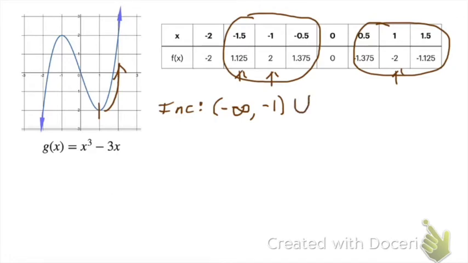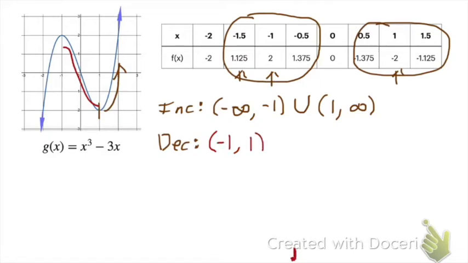We're also increasing from 1 to infinity. And again, this is how we're going to show it numerically. Now we're going to do the same thing for decreasing. And you will notice when we do a few of these that our decreasing is going to use the same endpoints basically as what our increasing has. So here we're going downhill, looks like from -1 to 1, which is between our two increasing intervals.